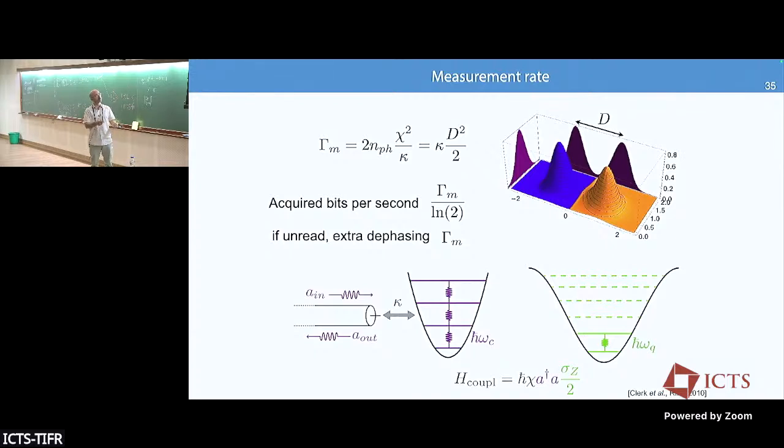If I do a good job at very carefully amplifying the signal and measuring it, I can get that much information per second. So the number of bits per second will be gamma m over log 2 if I do a perfect job. Of course, this won't happen, and the difference between the perfect job and what I actually get is called the quantum efficiency. It's between 0 and 1.